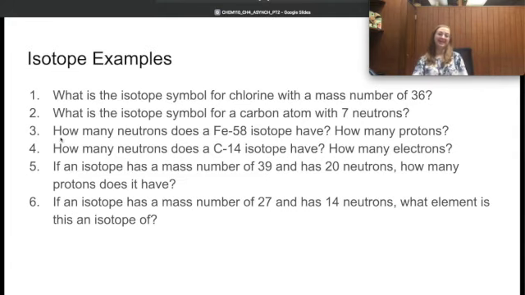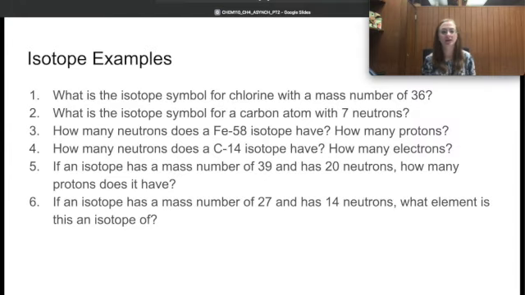We'll work on example number 3 now. Example number 3 says, how many neutrons does an iron-58 isotope have? And how many protons? So go ahead and pause to work on it yourself and resume for my explanation.